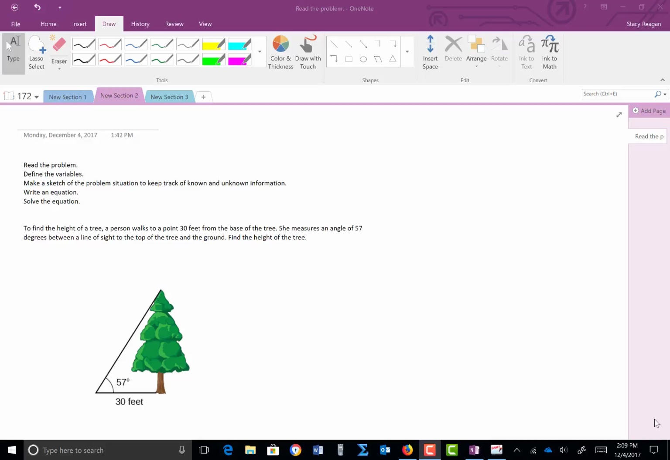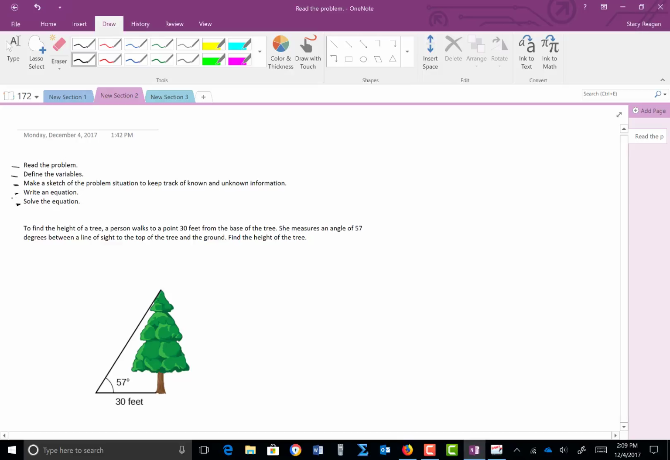This is example 6 on page 493, and it is an application problem. Anytime you do an application problem, you need to make sure that you read the problem, define the problem, make a sketch of the problem, write an equation, and solve the equation.